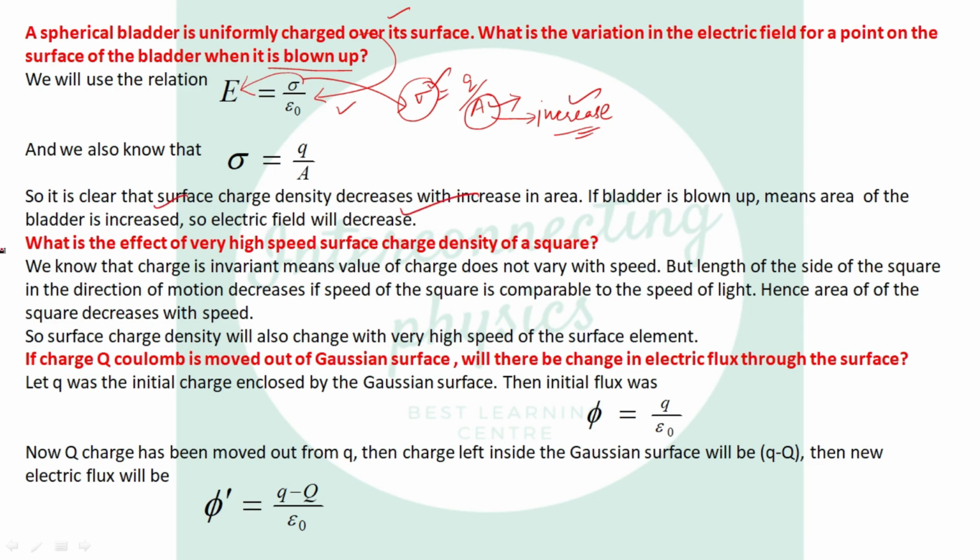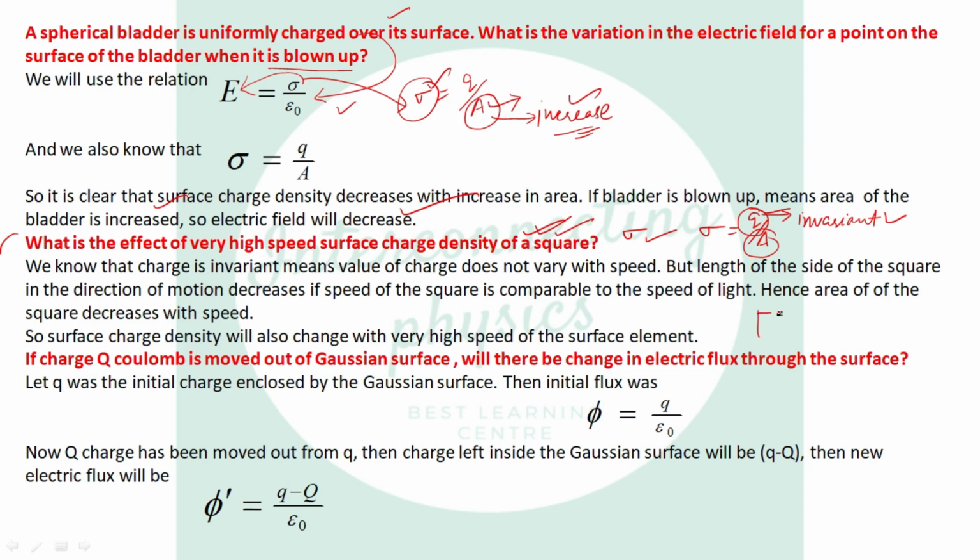Now, what is the effect of very high speed on the surface charge density of a square? Surface charge density is Q divided by A. Now Q is invariant, charge is invariant. I have already told you in the properties of charge that charge is an invariant quantity, meaning it does not change with the speed of the object. So Q will not change here. Now the area of the square, because we are given a square.